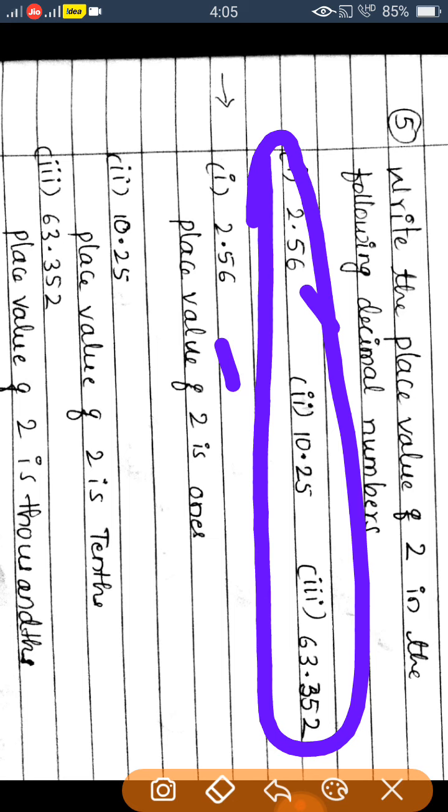In the first question, 2.53, the 2 is in the ones place. In the second question, 10.25, it is in the tenth place. In the third question, 63.352, it is in the thousandth place, because here there is no 1th, only tenth, hundredth, thousandth. So this is how you have to write. So this is all about decimals, a brief introduction. Addition and subtraction also I have explained in a brief way. So study well. Thank you.